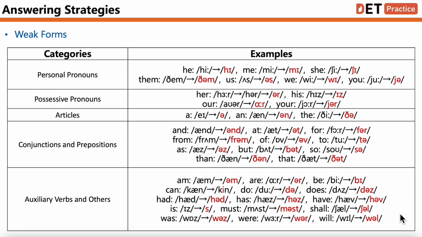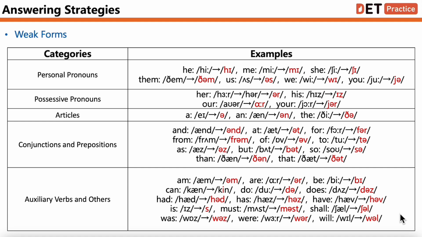Possessive pronouns can also be weakened, with her becoming er. For instance, she has lost her watch can be reduced in rapid speech. Conjunctions and prepositions like but can be weakened, as in but I don't understand, being pronounced more casually. Auxiliary verbs like can be reduced to can, as in what can you do, sounding more like what can you do.